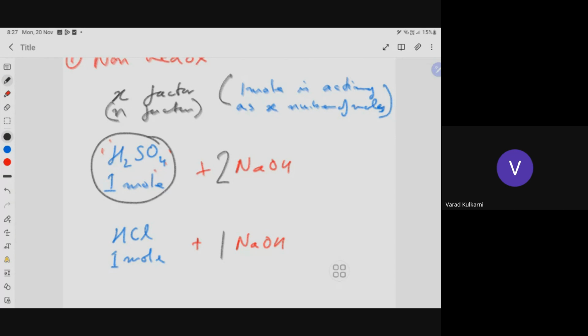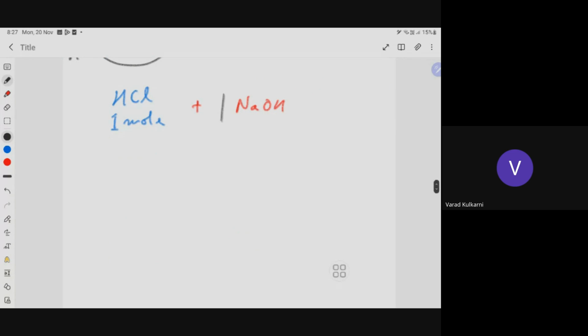And why is it doing so? It is doing so because it has got two H pluses. Is that clear? So we say that one mole of H2SO4 is as good as two equivalent moles. Two equivalent moles is called two equivalents of acid. Okay. Is that clear?